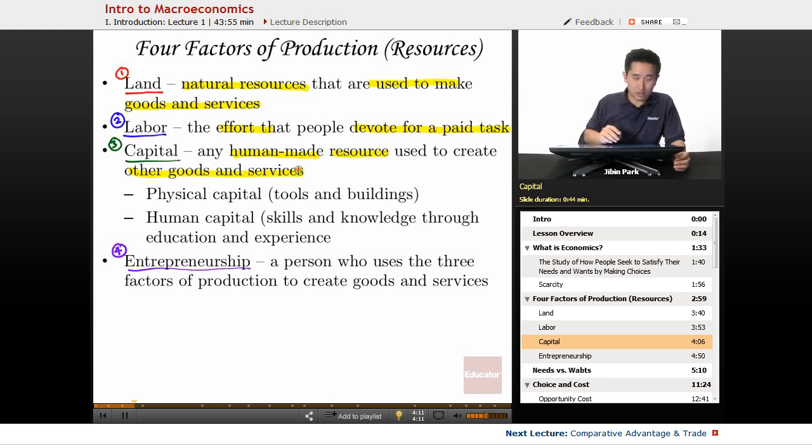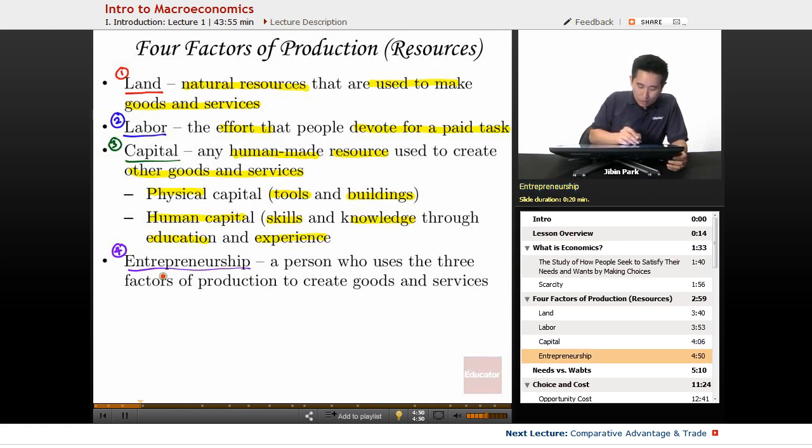Within capital, there are actually 2 types of capital. There's physical capital, which would be tools. This board that you see right here, this pen that you see here, this is physical capital. This building that I'm filming this lecture in is also physical capital. And then you have human capital, which would be skills and knowledge through education and experience. Hopefully, as you're learning about scarcity and macroeconomics through this course, you're building a little bit of human capital. That's the reason why you go to college. You want to build your human capital so that you can get a higher paying job. That's basically what human capital is.